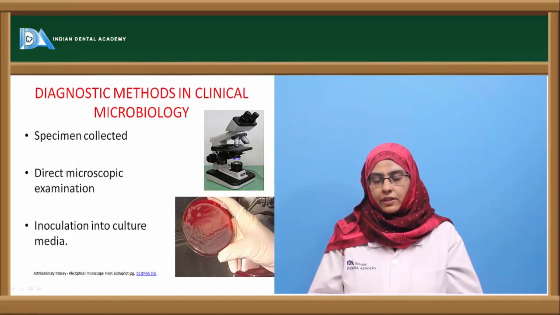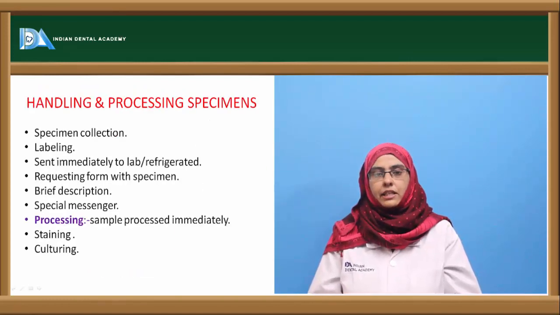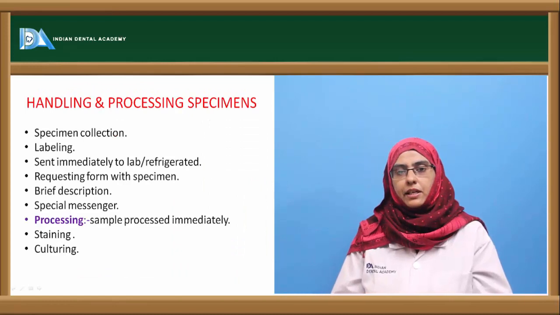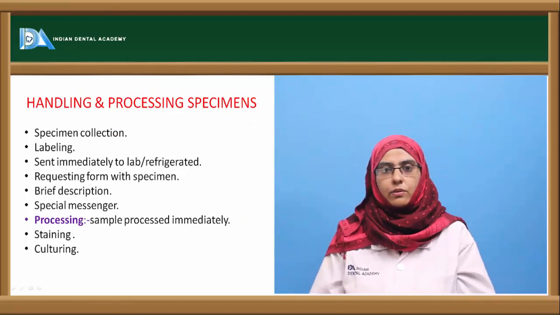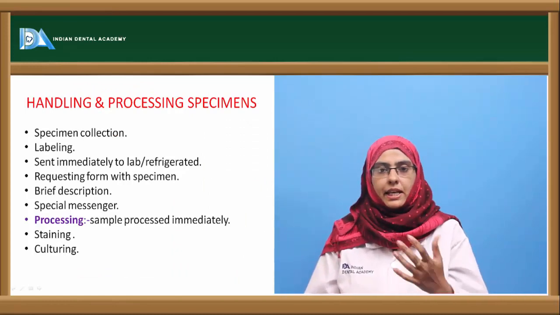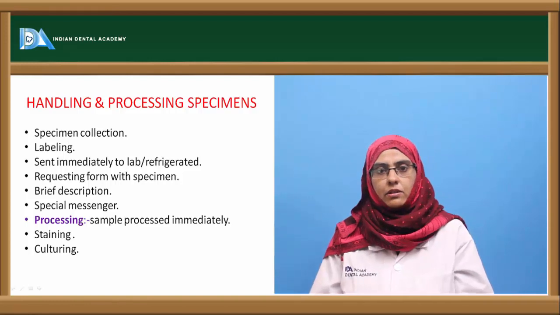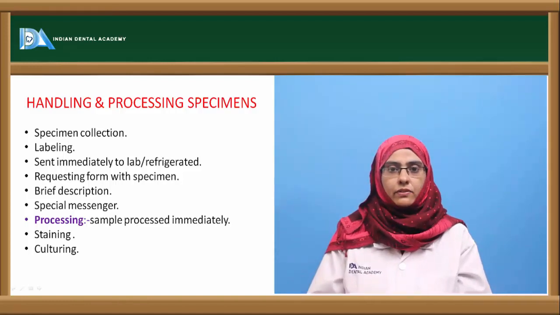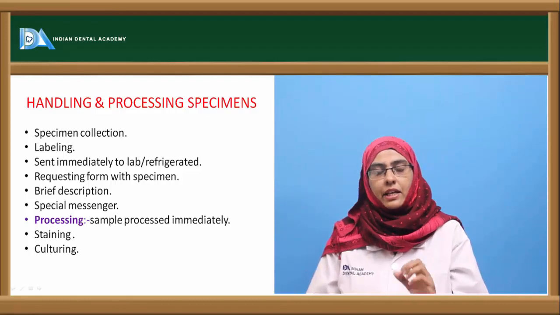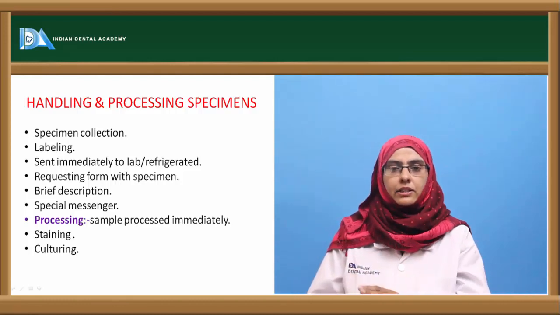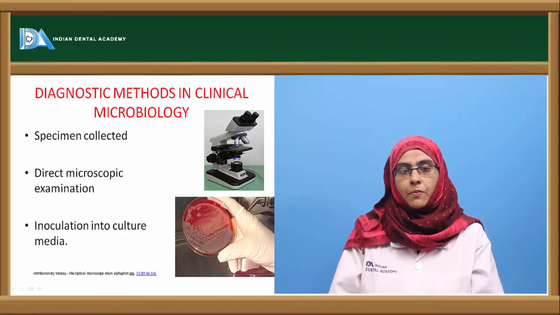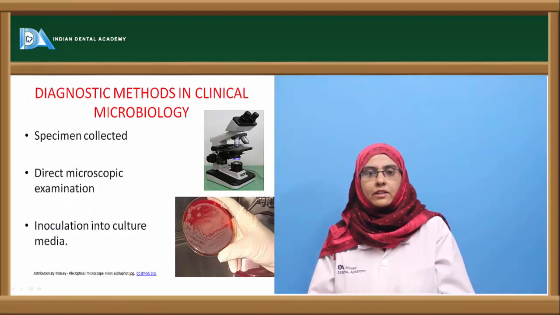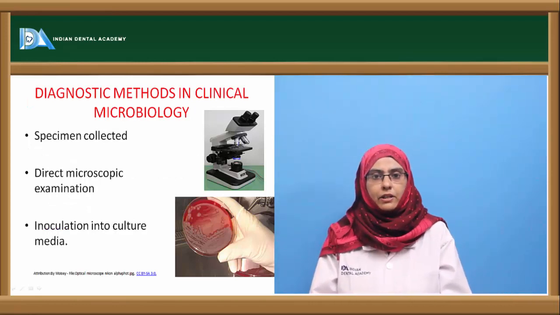So in processing, we have two major steps. One is staining, to stain the organism as a smear and then observe it under the microscope to identify special characteristics of the organism based on morphology. And then go with the culturing to know the biochemical activities of the organism and ultimately identify the specific organism that is involved in the disease causation. So this is called diagnostic methods in clinical microbiology.